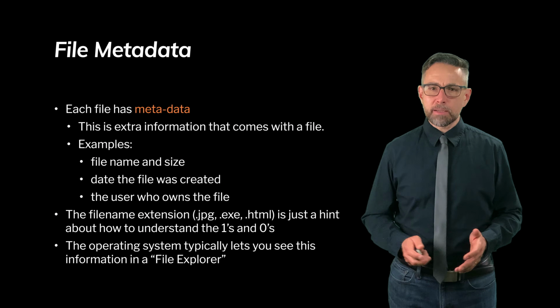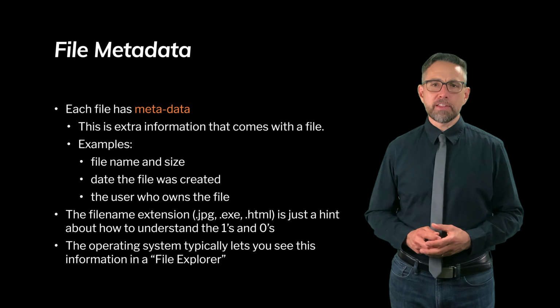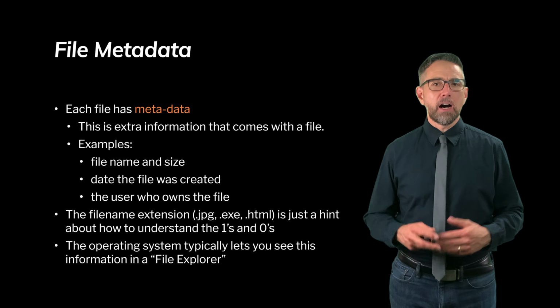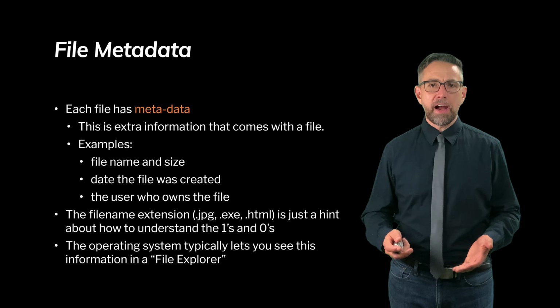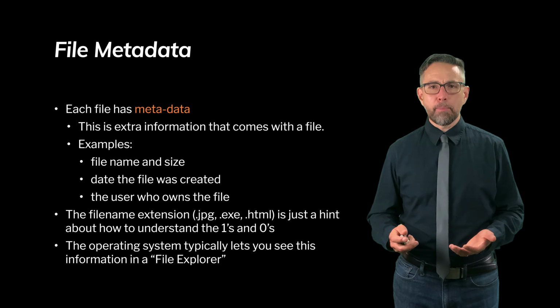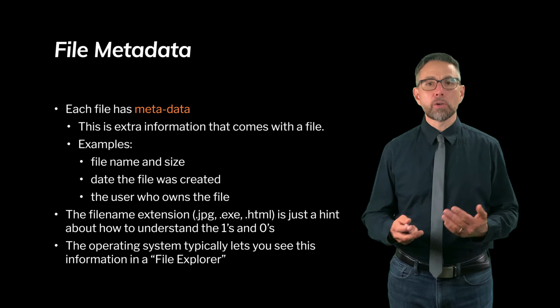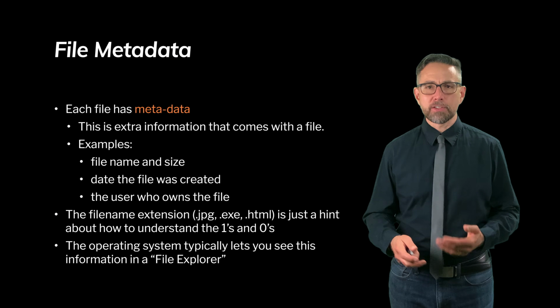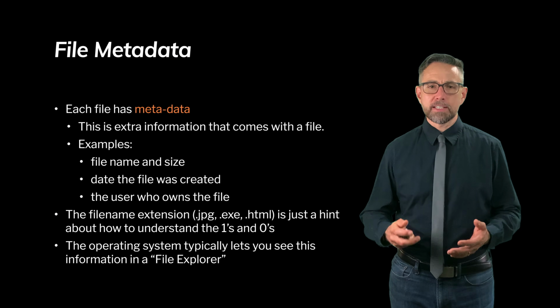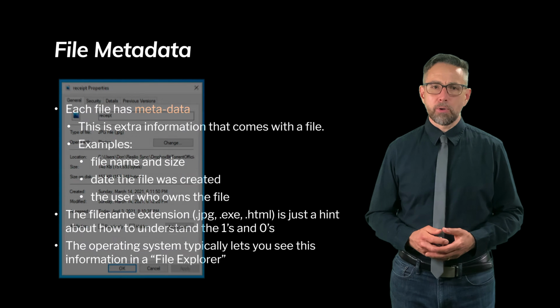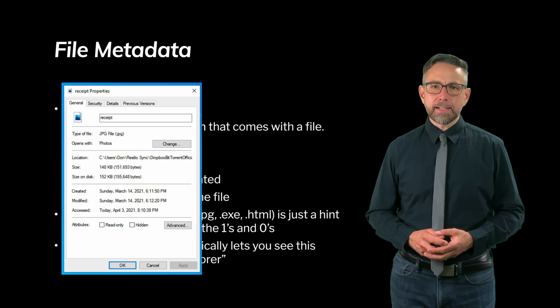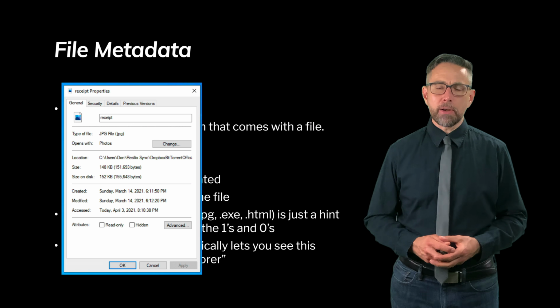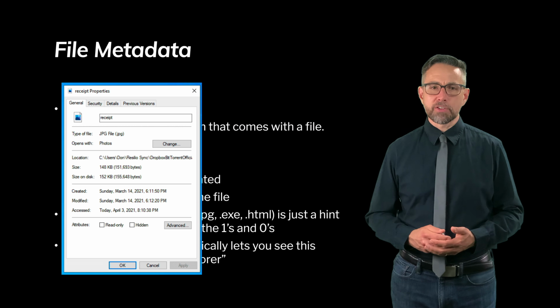The operating system typically lets you see all of this metadata in something like a file explorer or a Finder window. And from there, you're able to either see it directly, or you can right-click on the file to get properties or file information and see all of the data that's available. So in Windows, when you right-click on a file, you can ask for the properties, and you can see all these properties that are associated with it.